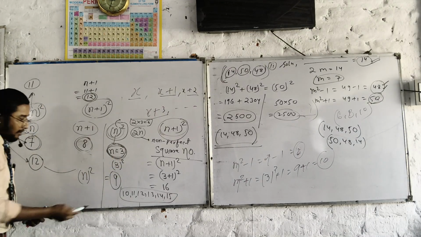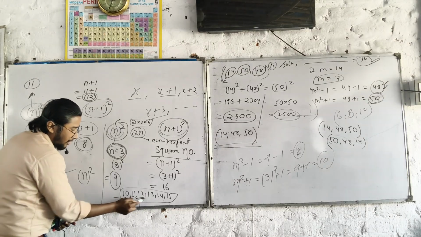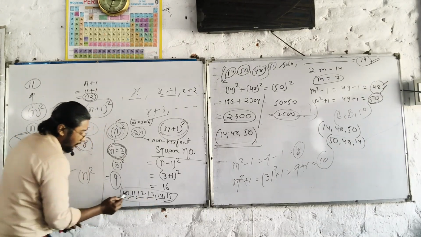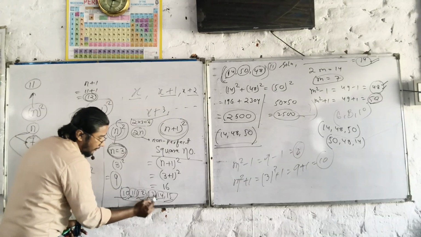Let me tell you one more time what I'm saying now. Non-perfect square number, non-perfect square number, and so on: 1, 2, 3, 4, 5, 6.